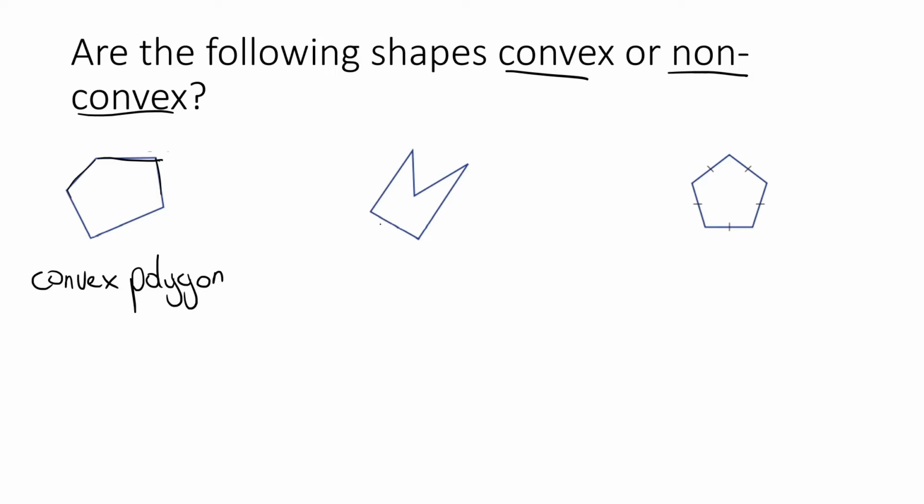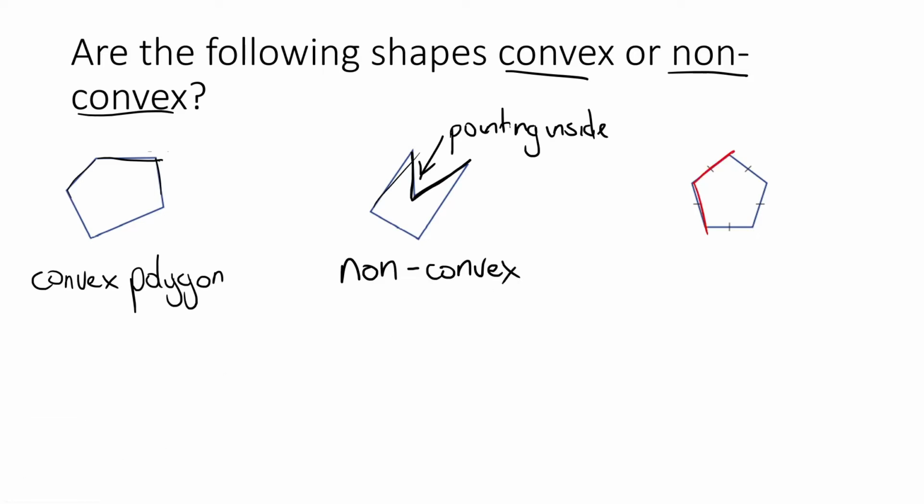Okay, next one. Same thing. You look at all of these sides. You see here, this one is pointing inside. And if they're pointing inside, we call it non-convex. Last one. Same thing. Look at all the sides. Check if any of them point inside. None of them point inside, so we call it a convex polygon.